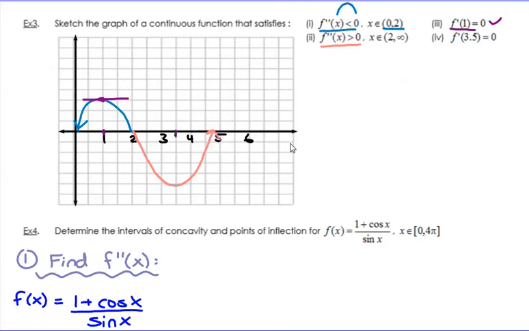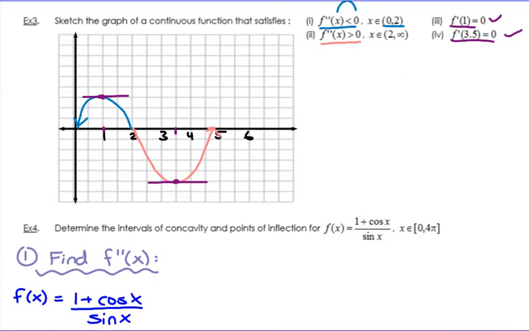Okay, so that's 3.5 right there. So I'm going to have my peak right here. And that's it. It doesn't matter how high or low the peaks are because they didn't give us that information. So we did satisfy all 4 of the characteristics.